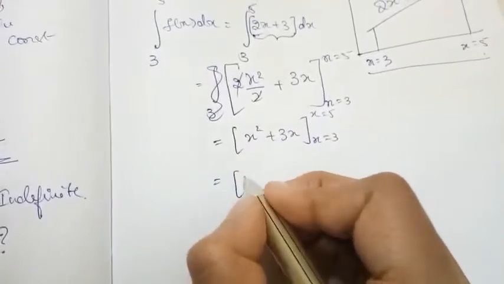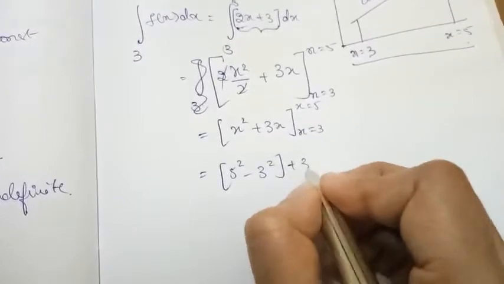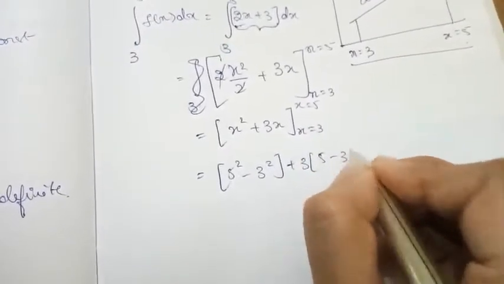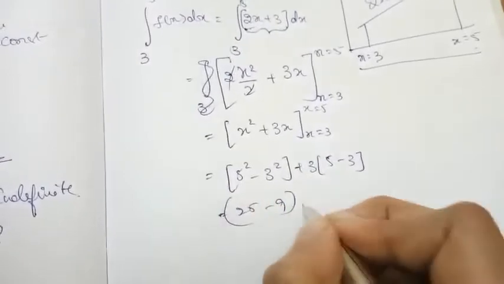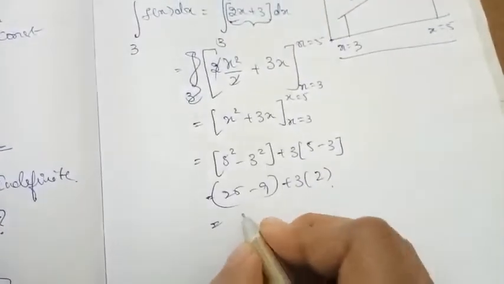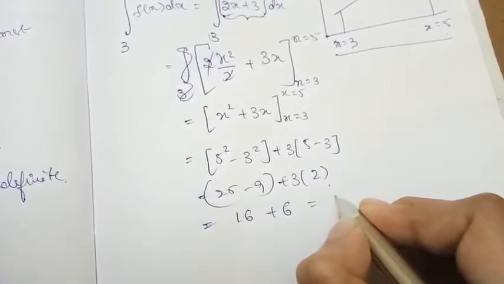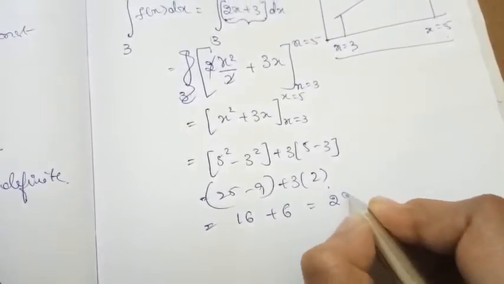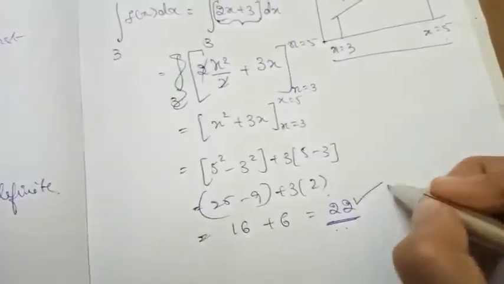For this one, 5 squared minus 3 squared plus 3 into 5 minus 3. 5 squared is 25, minus 9, plus 3 times (5 minus 3), which is 2. So what happens here? 25 minus 9 is 16, plus 3 twos are 6. So it is nothing but 22. So we are going to get a unique value.